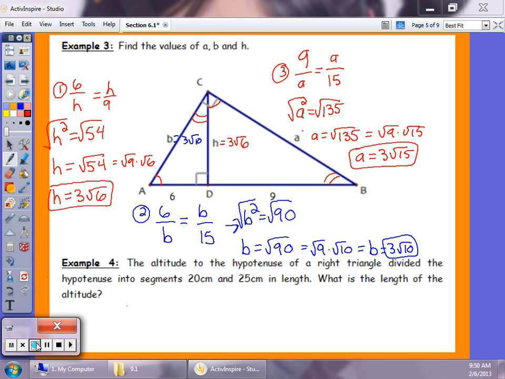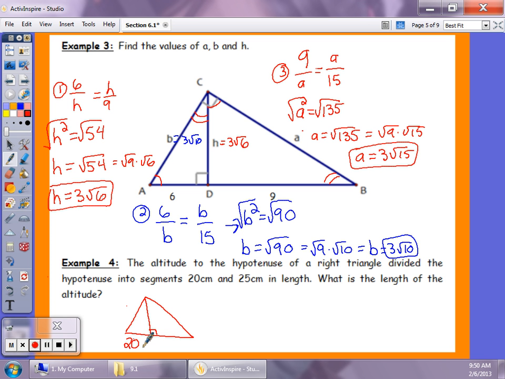In example 4, we are given that the altitude to the hypotenuse of a right triangle divides the hypotenuse into two segments of 20 centimeters and 25 centimeters in length. What is the length of the altitude? So if we quickly sketch a right triangle and we drop the altitude, we know that one segment is going to be represented by 20 centimeters, and that the second segment is going to be represented by 25 centimeters. And they would like us to find the altitude, which is the height.